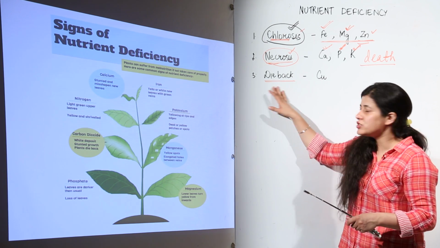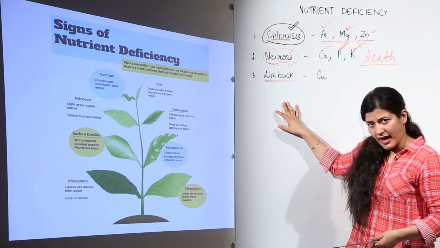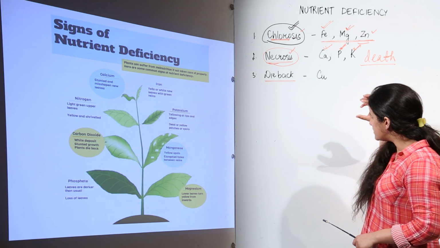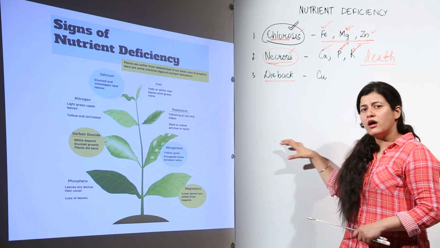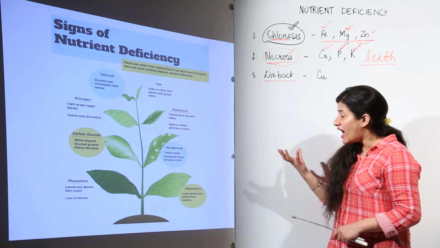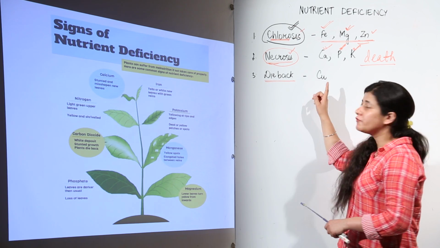That particular condition is known as dieback, and dieback is caused by many fungal and viral diseases which occur in plants. And if you are taking a hydroponic solution to understand which particular element is responsible for causing dieback, it would be copper.